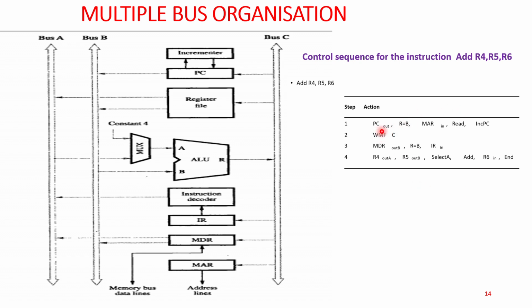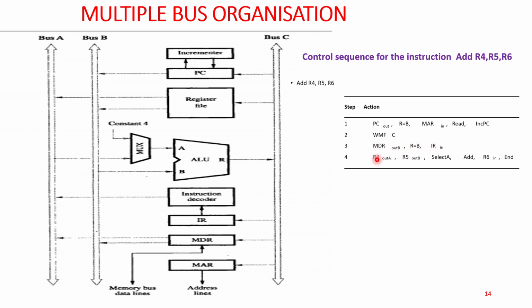Get the PC value. R is equal to B, in the sense, get the PC using this B bus, because PC is connected to the B bus. MAR in, read, increment the PC. Instead of selecting 4 and adding PC plus 4, you have a simple signal like increment PC, in the sense PC is equal to PC plus 4.